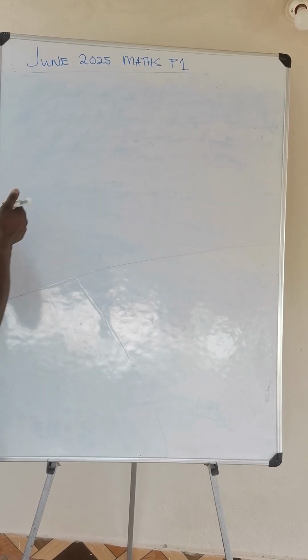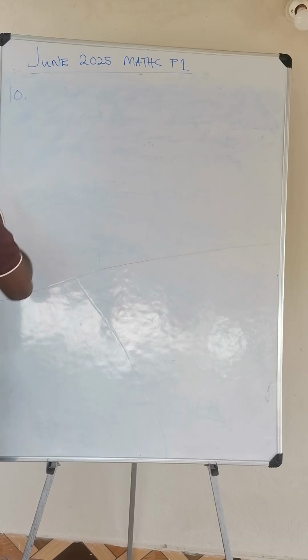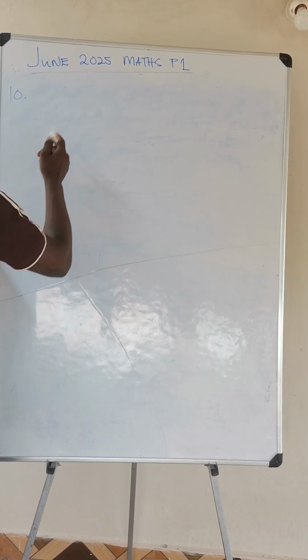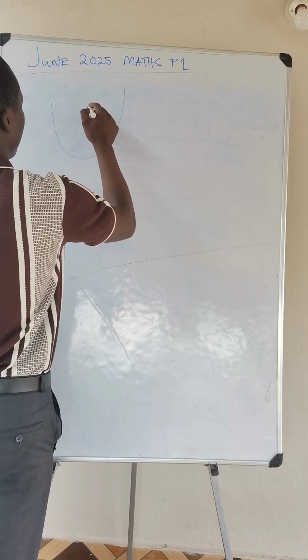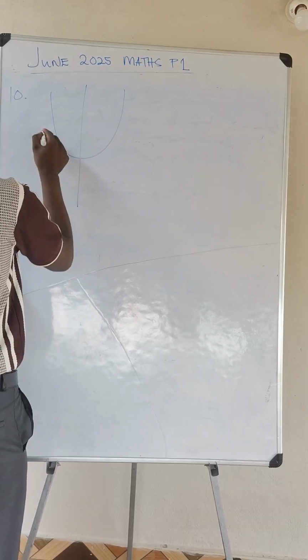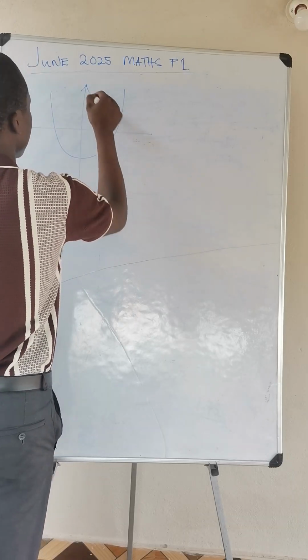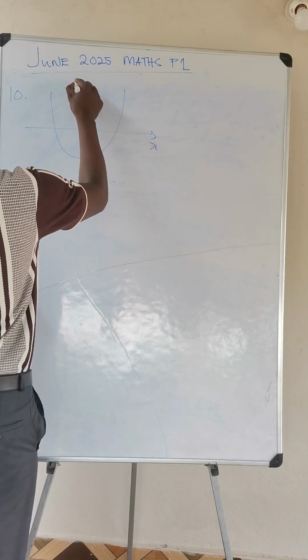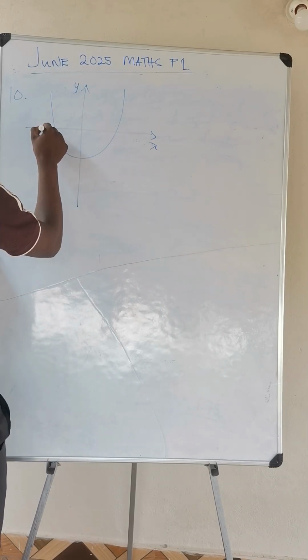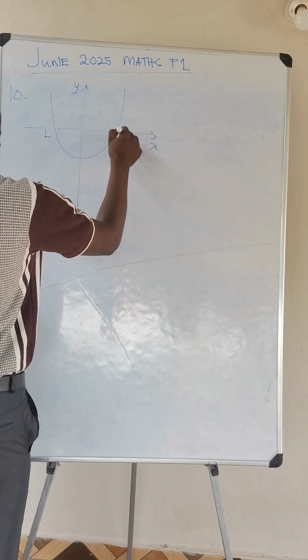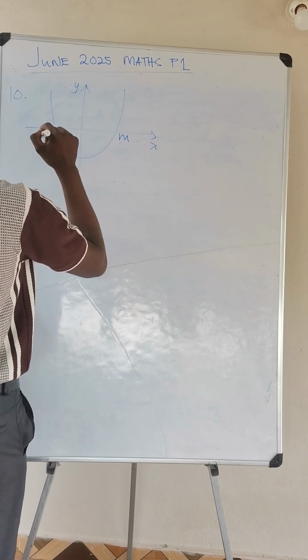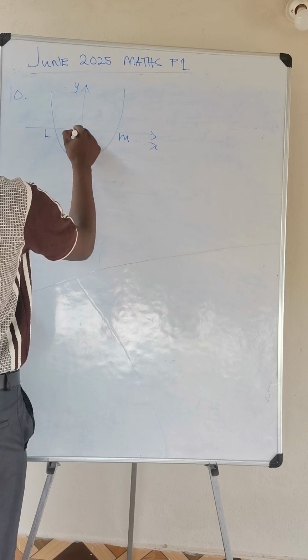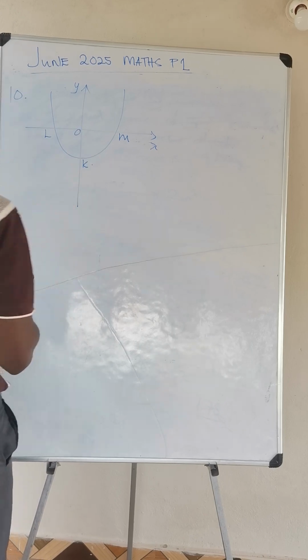Okay, so question number 10. Question number 10 is like this. It's a quadratic function like this. It's just a sketch. Here's the x-axis, then here's the y-axis, then here's letter M, letter L, letter M, then here's O, then here's K.